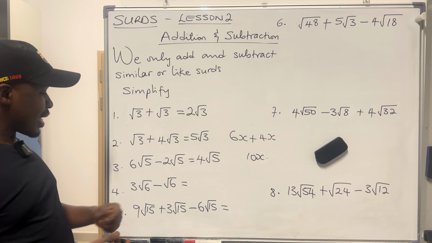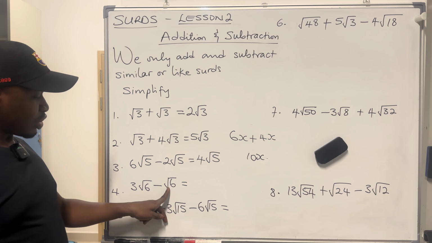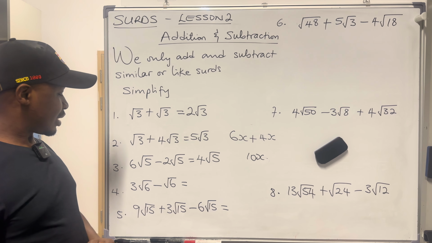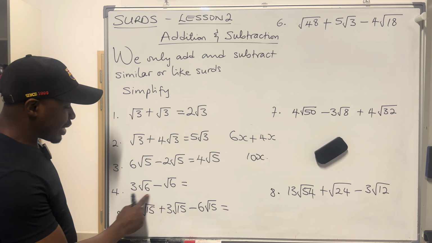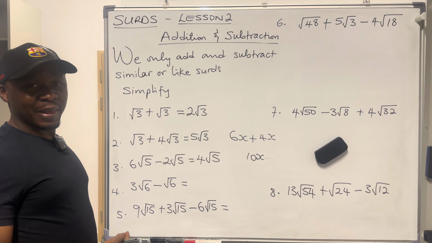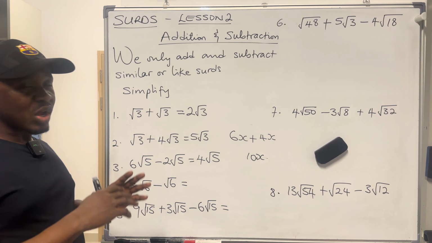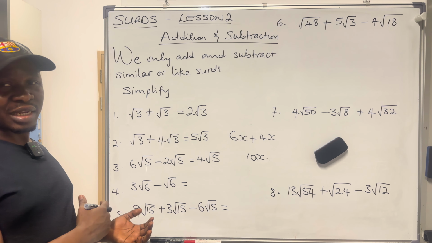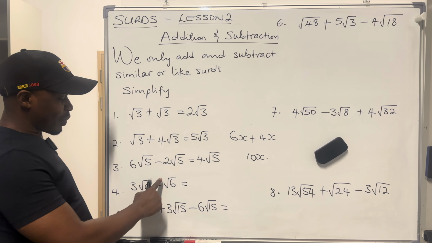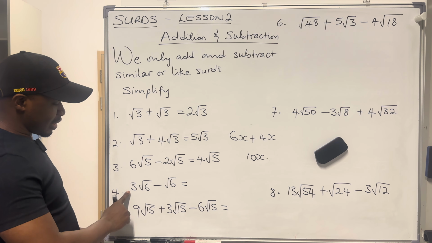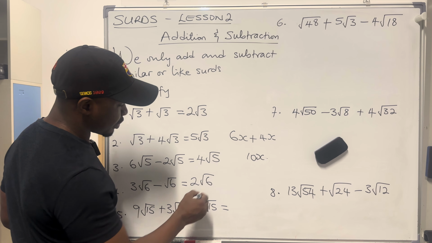Okay, so here again, we say 3 root 6 minus root 6. Are they the same? Yes, they are the same. So being that they are the same, we consider what we have outside. We only work what is outside. We add or subtract what we have outside. Outside here is 3, here is 1. So we say 3 minus 1 is what? Is 2. So we say 2 root 6.